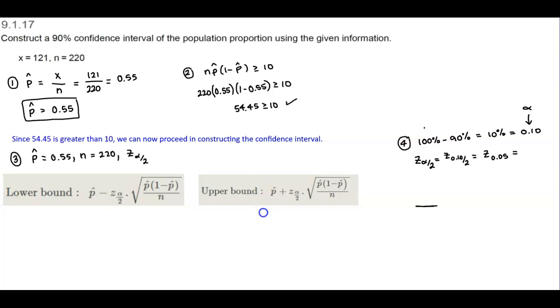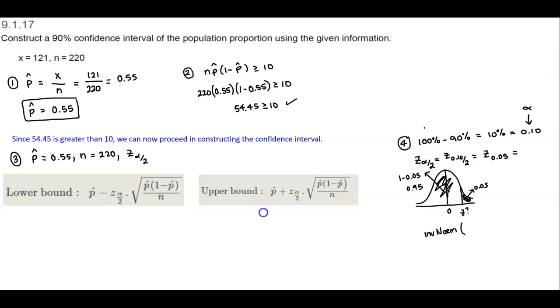What we want to do is find the z-score, or the critical value, when the area to the right is 0.05. We want to find out what that z-score is, so we're looking for the area to the left, which is 1 minus 0.05, which becomes 0.95. We can either use StatCrunch, the table, or the calculator.